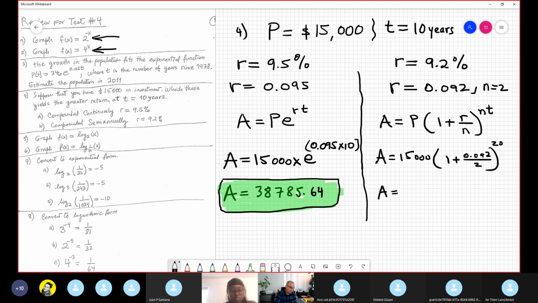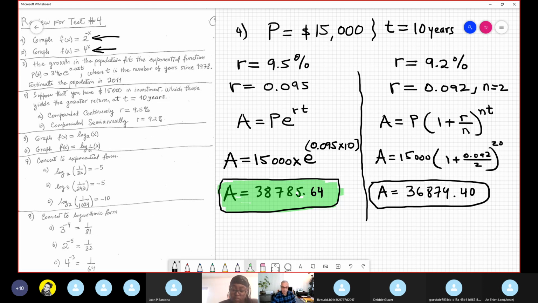Okay. Let's see. Let me check. You're right. I get 36,874. And yeah, you're right. 40 because you round 39.9. This is 40. This is the second solution. Now it's obvious that the best option, the option where you get greater return, is this. And this is not good.